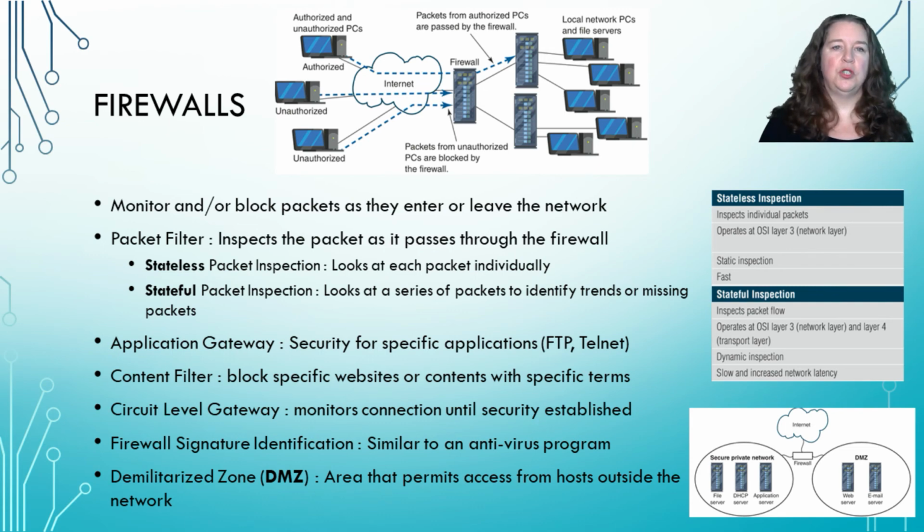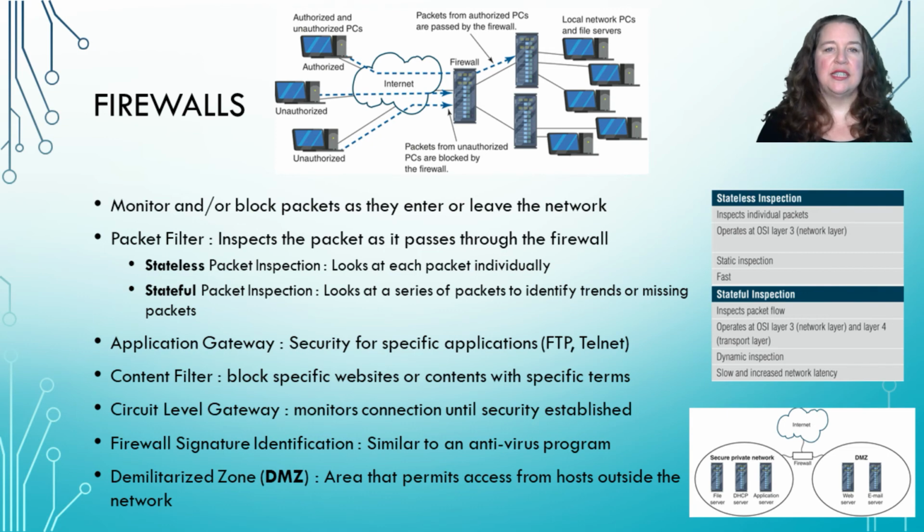And you can see from the imagery here, we have some authorized and some unauthorized. They go through the internet, they hit the firewall. The firewall should stop any of the unauthorized from going through. The authorized should be allowed to go wherever it wants to. And then things on the other side of the firewall are inside your LAN. They are already secure.